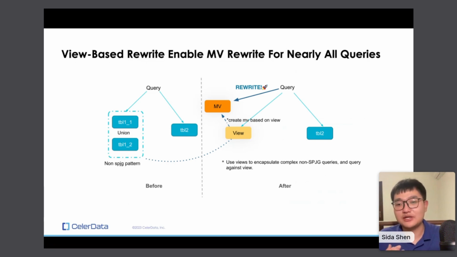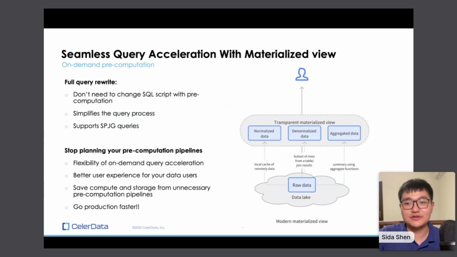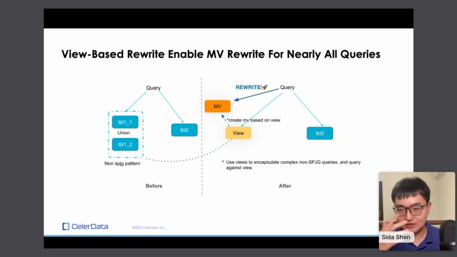So instead of writing plain queries, you want to encapsulate them inside of views. Then if you want to accelerate a piece of query, you just turn that view into a materialized view. You create the materialized view on top of that view, and that bypasses all of the SPJG constraint. So it enables materialized view rewrite for nearly all queries. Nearly all means deterministic functions: if you have a current time, it doesn't work. But other than that, everything works.